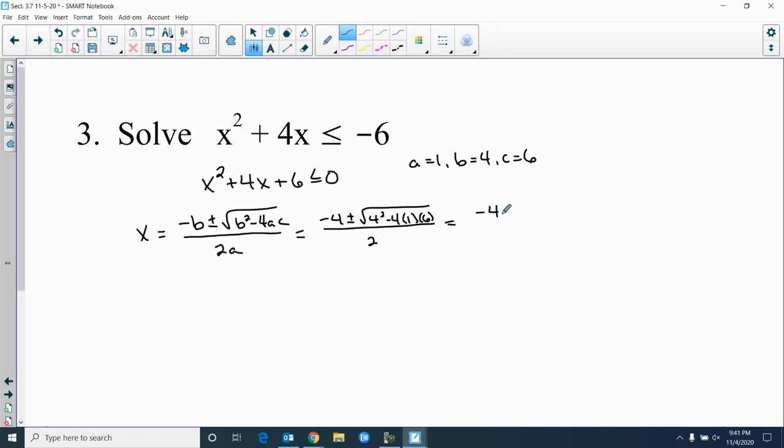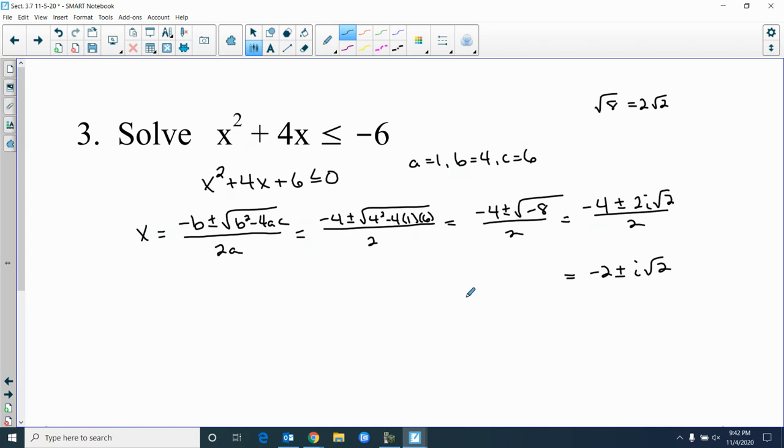Well, I get negative 4 plus or minus the square root. All right, that's going to be 16 minus 24, which is negative 8, over 2. That's negative 4. All right, the square root of 8 is 2 square root of 2 when you're done. The negative will give me an i over 2, and then when I am done, I get negative 2 plus or minus i square root of 2.